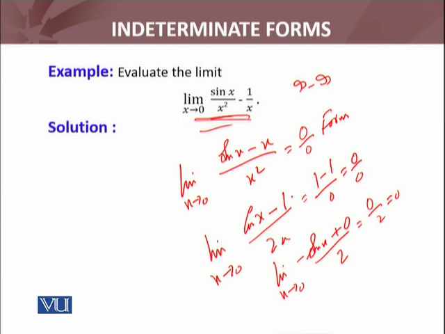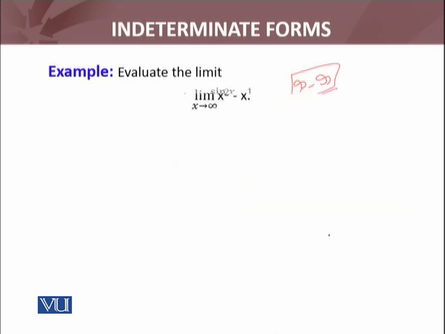So you have seen that if the infinity minus infinity form comes, we have to do some tricks and computations to avoid such an infinity minus infinity form and transform it into 0 by 0 form or infinity by infinity form so that we will be able to apply L'Hopital's rule.